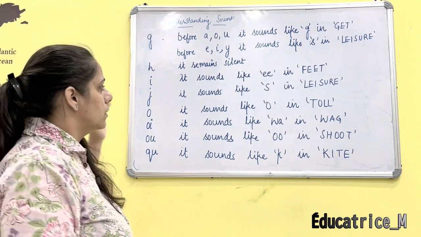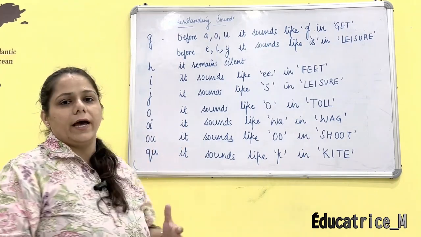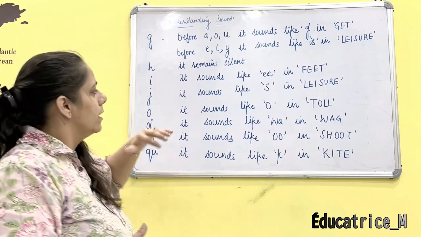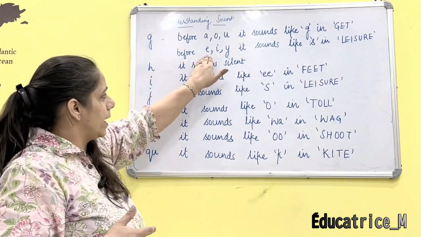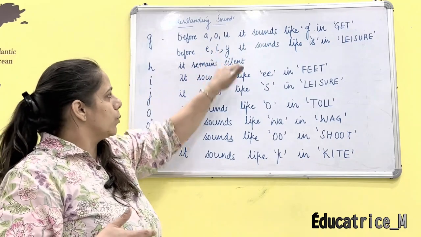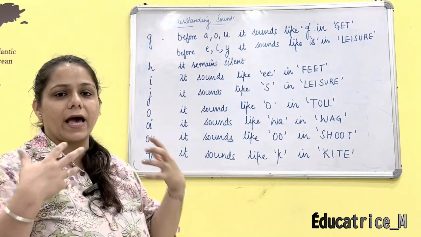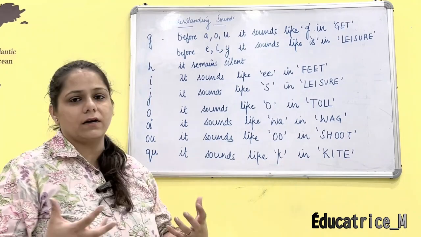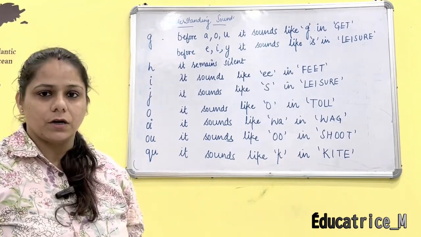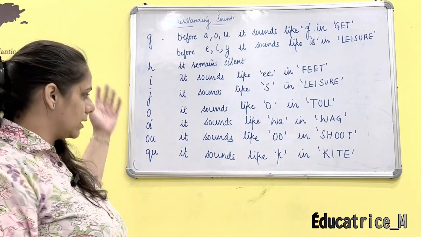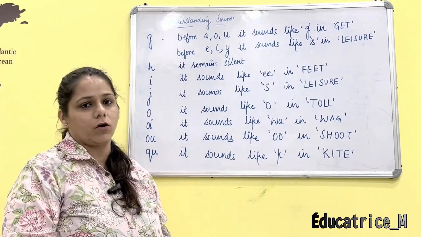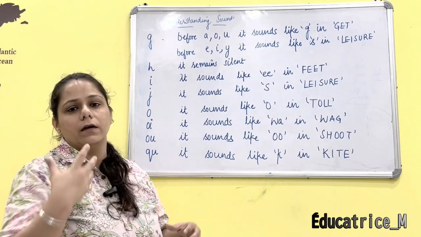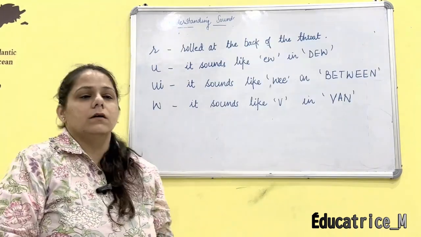Right? So these are the sounds, and among them, when G appears before any of the vowels E, I and Y, and J, they have the same sound as the S in the word leisure. So it sounds like je, and the others you can see as I have already told. So you can practice it n number of times and you will get better day by day.